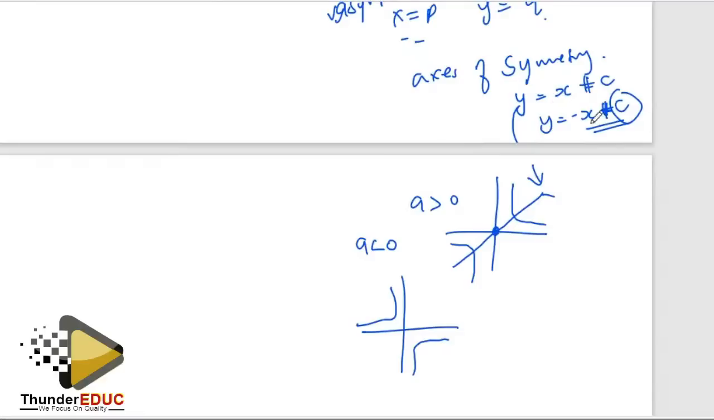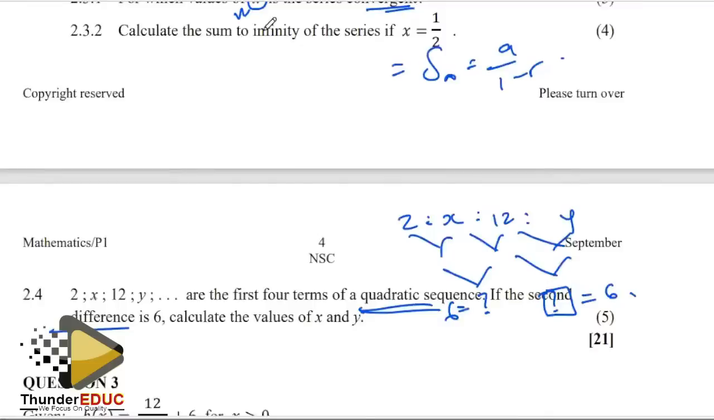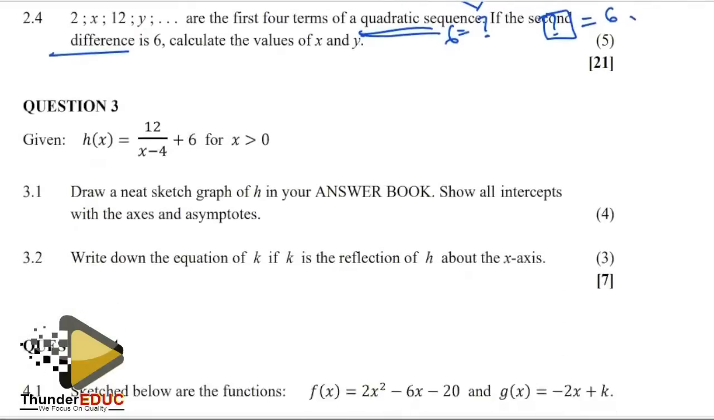And then remember, with the transformations that happen, let's look at a snip of these questions. There's question number 3, which is a hyperbola, so 12 over x minus 4, plus 6. So you can see that this is an asymptote, and then that is also an asymptote. Then when they ask you to sketch, in most cases, you will need what we call the intercepts.